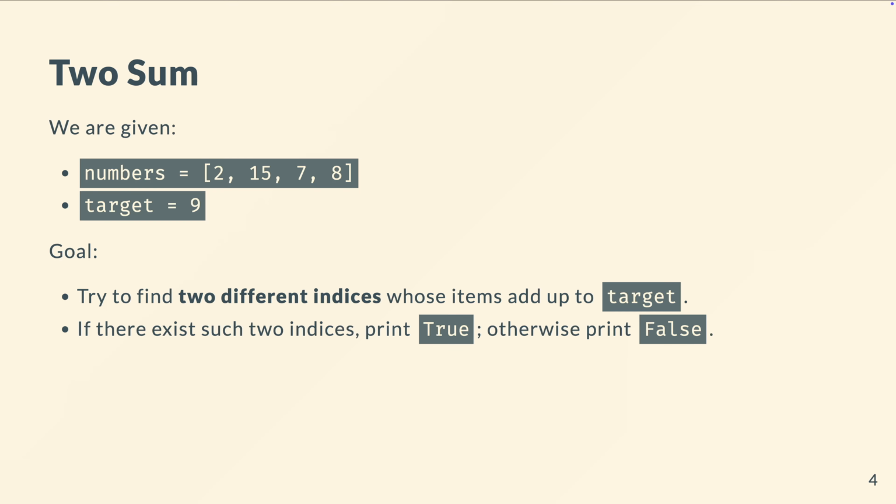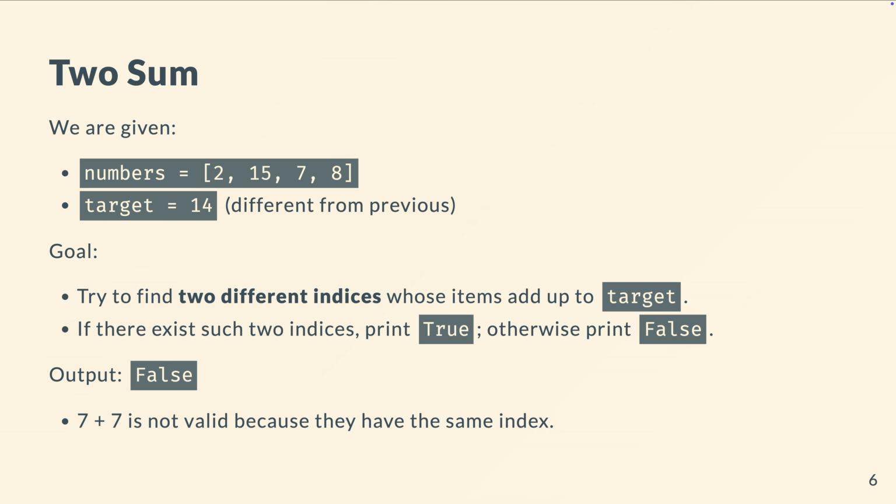If there exist such 2 indices, print true. Otherwise, print false. For this example, the output is true. It is because we can pick the number 2 and the number 7. 2 plus 7 equals 9. So a valid pair exists.